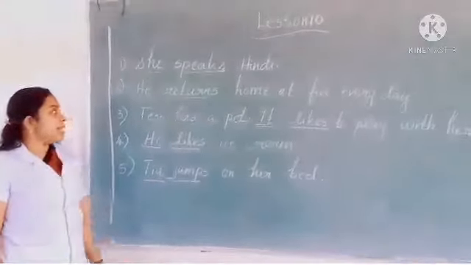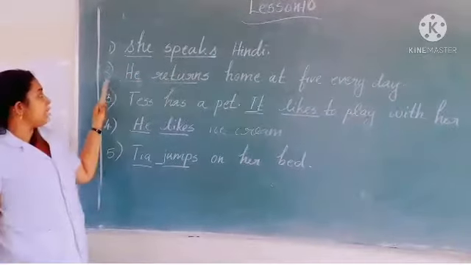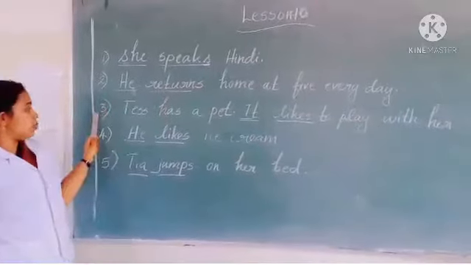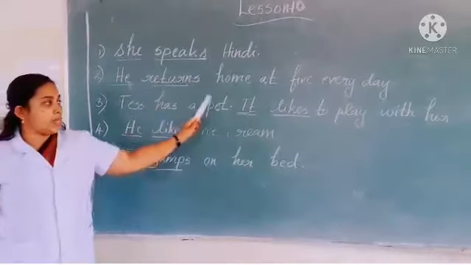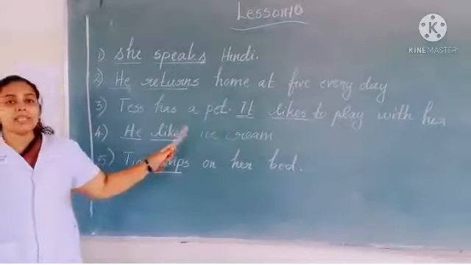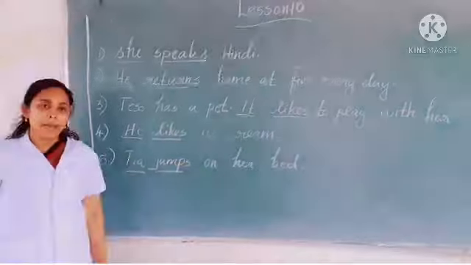I will read the sentences once more. First one, She speaks Hindi. Second one, He returns home at 5 every day. Third one, Tess has a pet. It likes to play with her. Fourth one, He likes ice cream. Fifth one, Tia jumps on her bed.